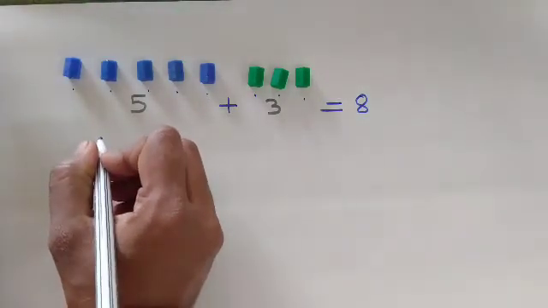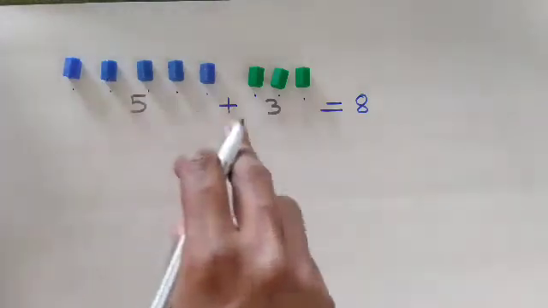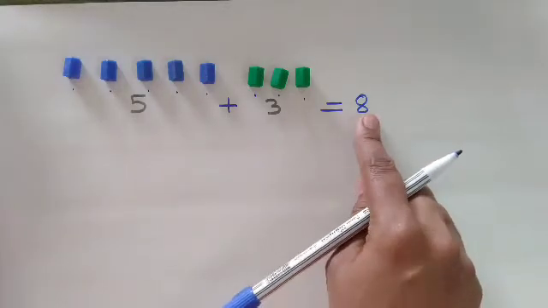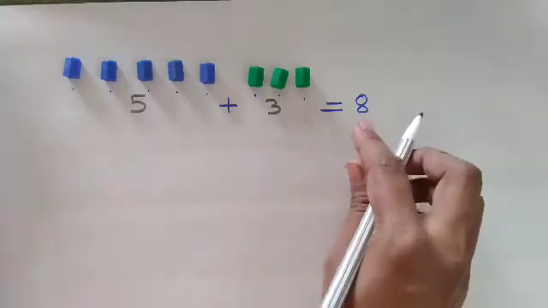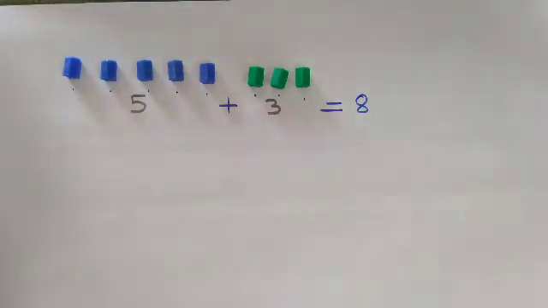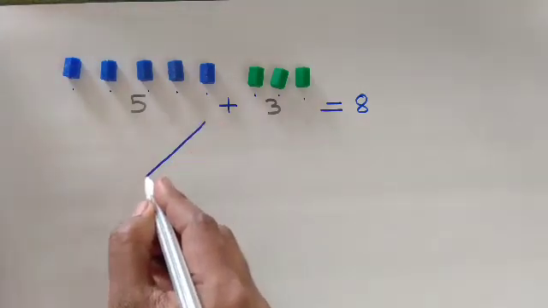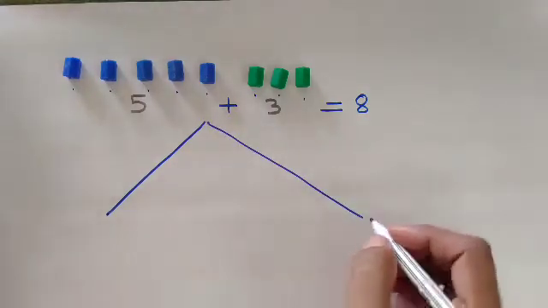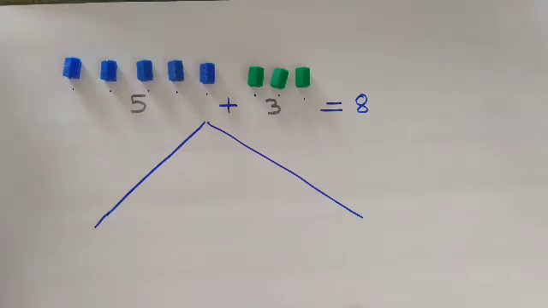Yes, whenever we want to combine or make a total, we do addition. The answer we get after addition is called the sum. Means here 8 is the sum of 5 and 3. But children, when you solve any question of addition, we can get 2 examples of subtraction. Now we will understand with this example.